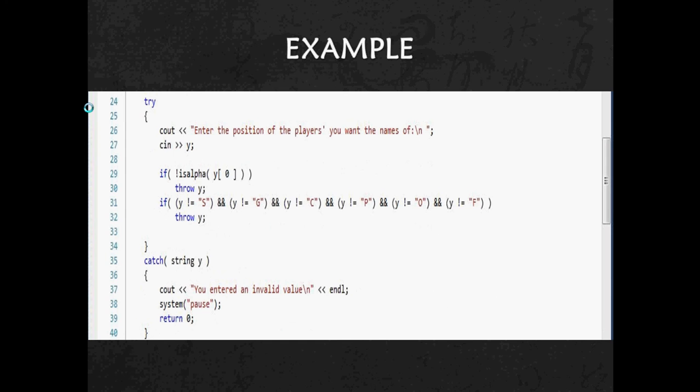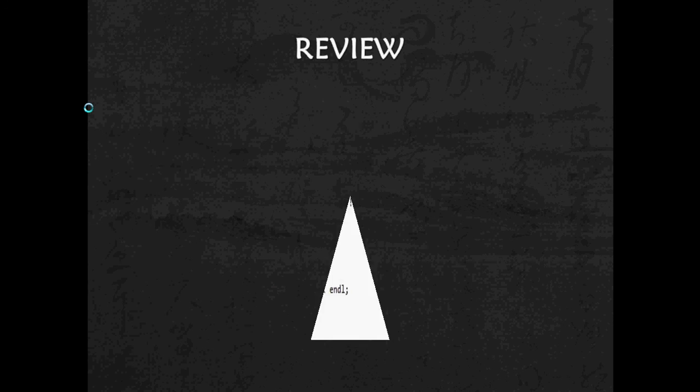Now, this is what a try, catch, and throw statement or block looks like. All right, so you want to try a piece of code that you want to look for the exception in. Then you want to throw that exception to your catch statement at the bottom. So here we're going to throw Y if we get anything that's not a character, and if the character isn't S, G, C, P, O, or F, we're going to throw Y to our catch block. After we throw it, our catch block is going to say you entered an invalid value, and that will terminate this snippet of code.